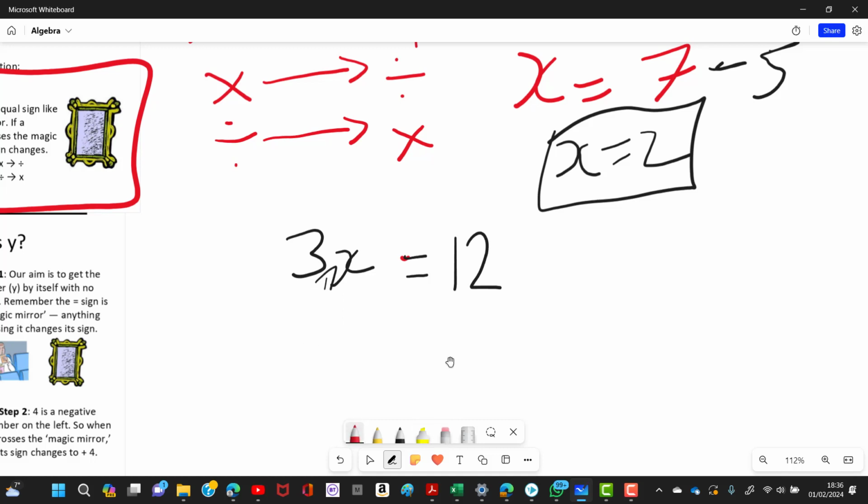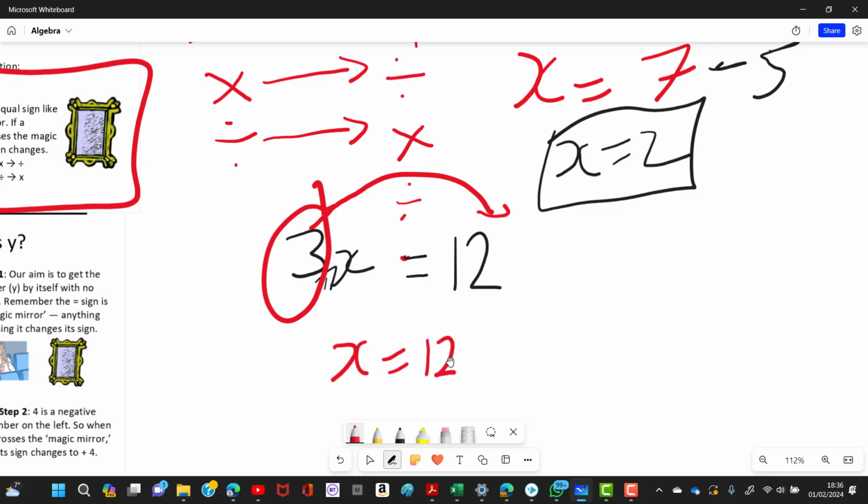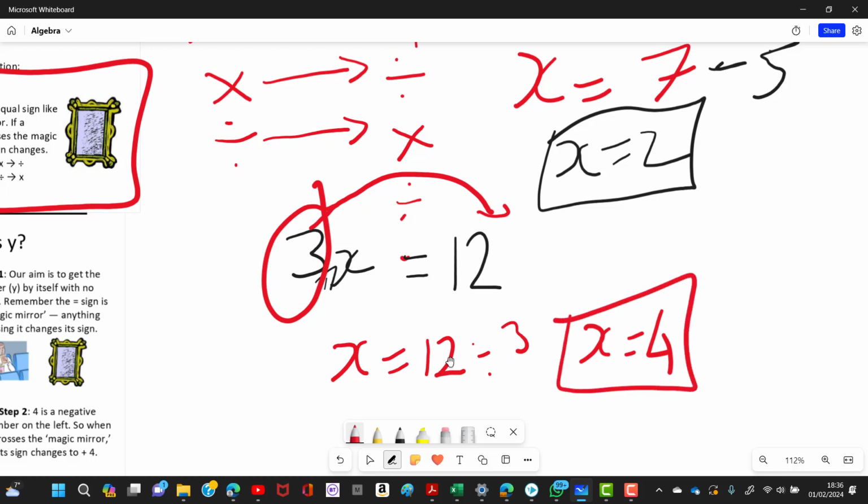So, okay, right, I'm going to move that 3, because we want x by itself. No friends, sitting in a cinema by itself. And move that 3 to the other side. On this side, it's times. On the other side of the magic mirror, times goes to divide. So x equals 12 divided by 3. So 12 divided by 3 is 4. So x equals 4. Okay, and that's that one there.